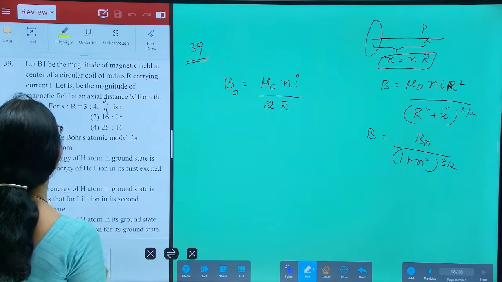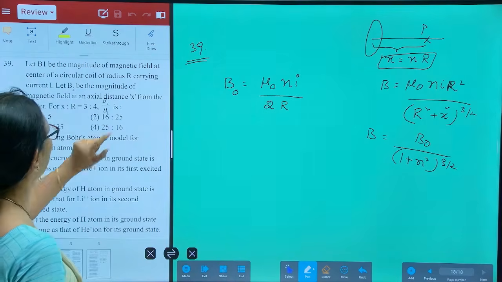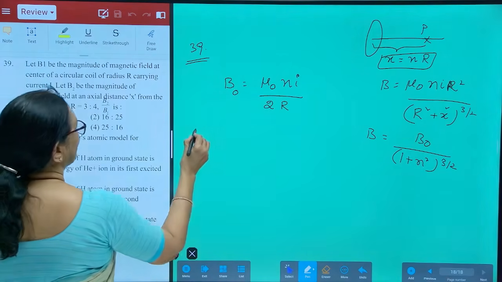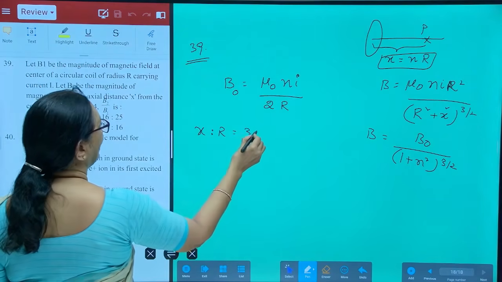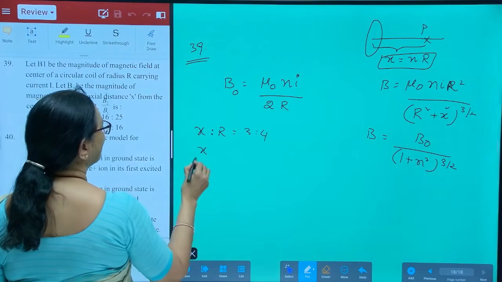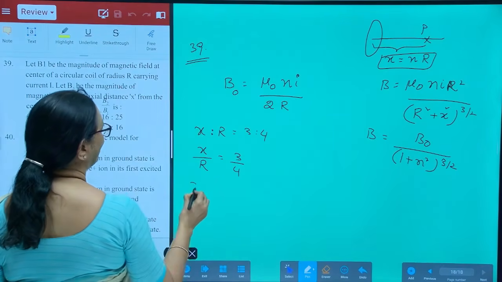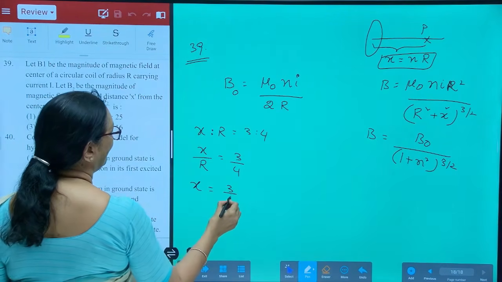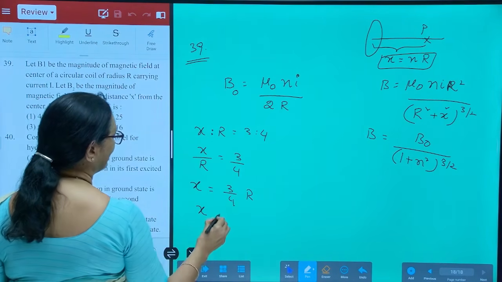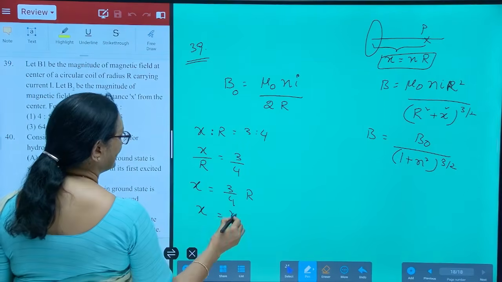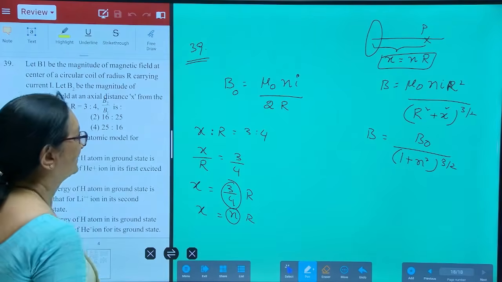Here it is given that B2 be the magnitude of the magnetic field at a distance x, such that x is to r is equal to 3 is to 4. That means x by r is equal to 3 by 4. That means x is equal to 3 by 4 times r. Comparing this with that, x is equal to nr, the n value is 3 by 4.